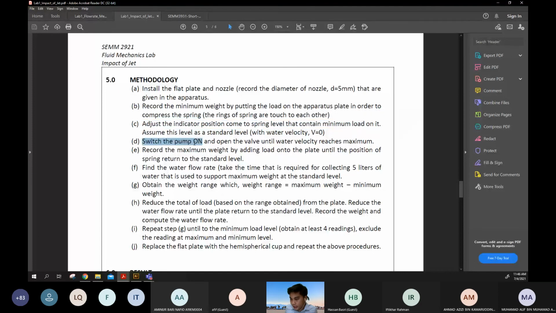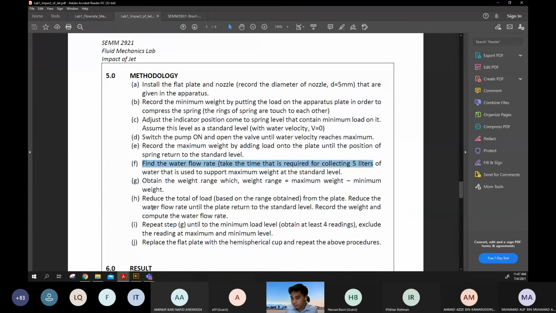Switch the pump on and open the valve until the water reaches the maximum. So that means we start from the maximum of the water velocity. Record the maximum weight by adding the load onto the plate until the position of the spring returns to the standard level. Find the water flow rate. Take the time that is required for collecting 5 liter. For this case, we use the 5 liter for our volume flow rate. And obtain the weight range, which is maximum weight minus the minimum weight.